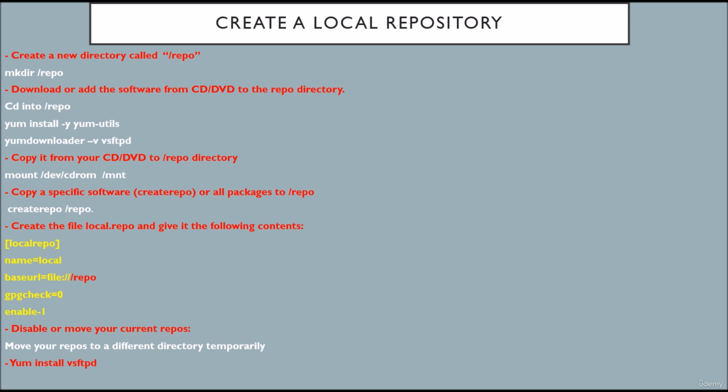Then we'll copy a specific software, create repo, or you can download all packages to /repo directory. Then we will create a local repo. We will disable or remove your current repos. Then we will try to install the software from our newly created repo. So let's get started.